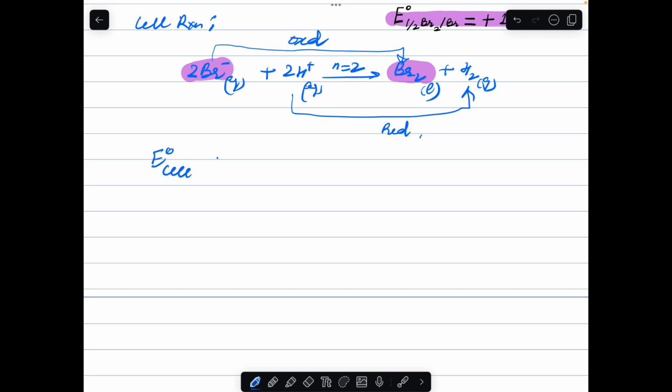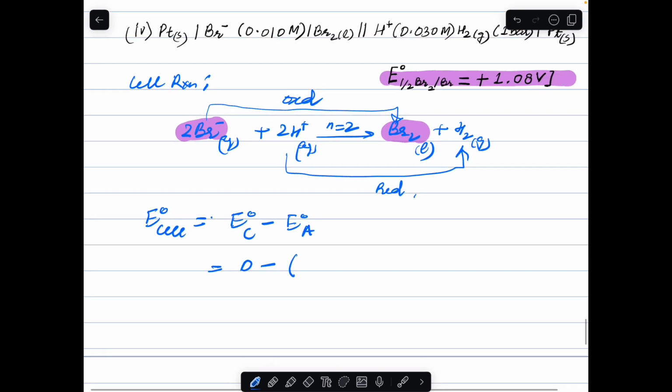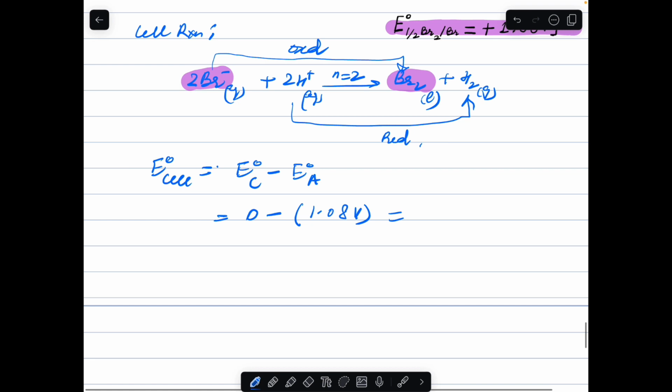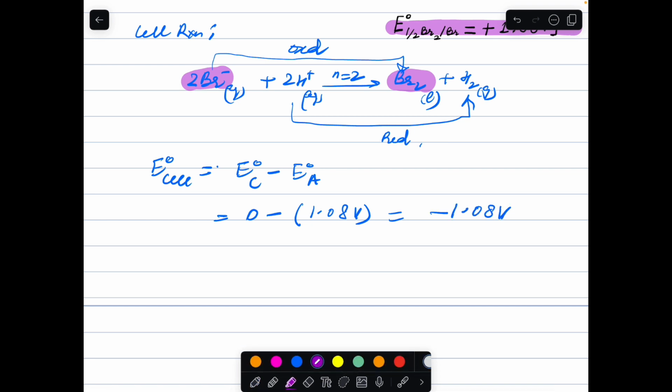equation. This is equal to E naught cathode minus E naught anode. In our case, cathode is standard hydrogen electrode, for which the value of electrode potential is 0, minus the second value. Second value is given to us 1.08 and it is positive. So 1.08 volt. So we will get the value as minus 1.08 volt. This is the value for your E naught cell. Now we will write down the Nernst equation.